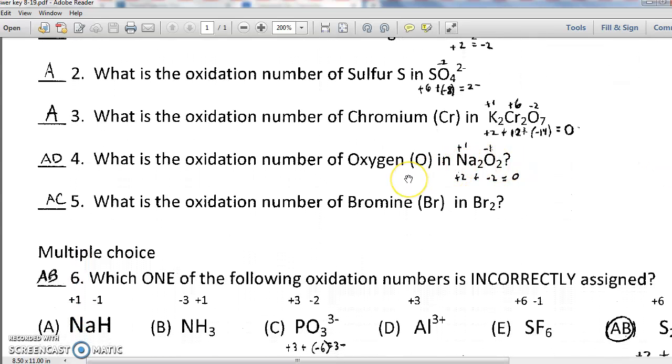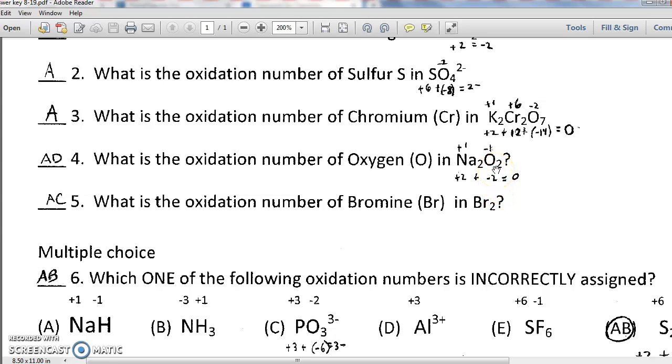Number 4, what's the oxidation number of oxygen in Na2O2? Holy cow, Na2O2. This is a little bit of a tricky one here. When we have a 2 after the oxygen, we have to suspect that it could be the peroxide ion. The peroxide ion loves to hang out with sodium, family 1 metals. This is sodium peroxide. So we don't immediately assign the oxygen a -2.